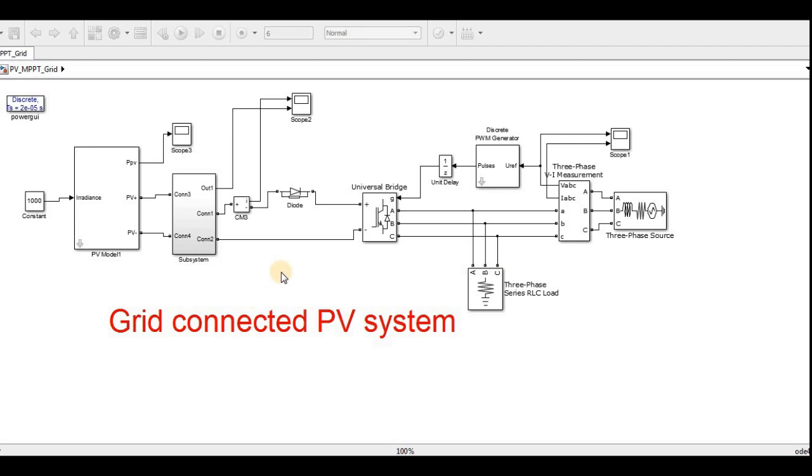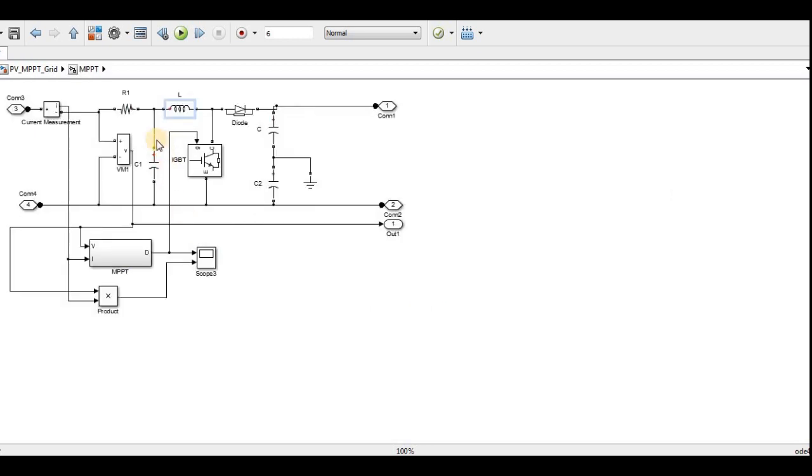So we start our topic today. See, this is a simple grid connected system. In my previous video, I already explained the PV model, I mean the designing of the PV model based on the voltage. And here also I am using the same PV system which I explained in my previous videos. After that I connected an MPPT with a boost converter. This is the boost converter and this is the MPPT algorithm. This is the P&O algorithm which I am using.